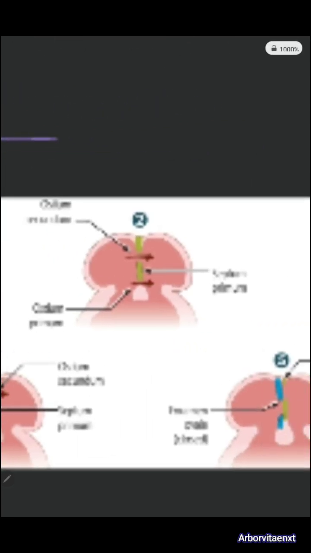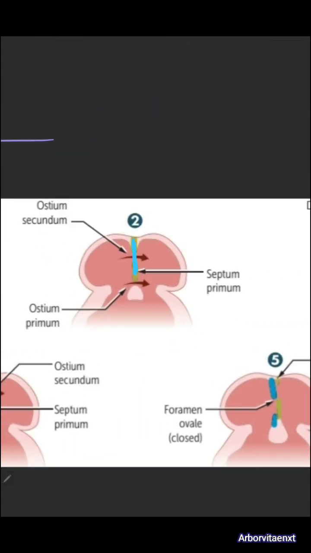In the second step, as the septum primum was growing towards the endocardial cushion, there is now regression or atrophy in the septum primum due to cell death. Now this cell death leads to formation of another ostium. So this is the ostium primum, it was there, and now another ostium has developed due to cell death in the septum primum, and this is known as the ostium secundum.